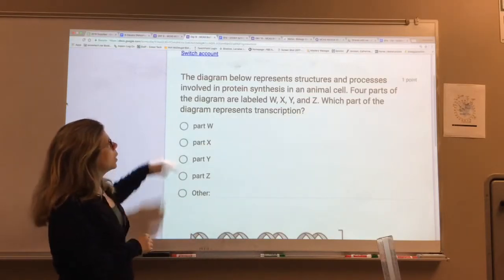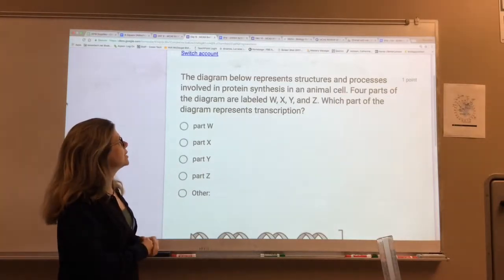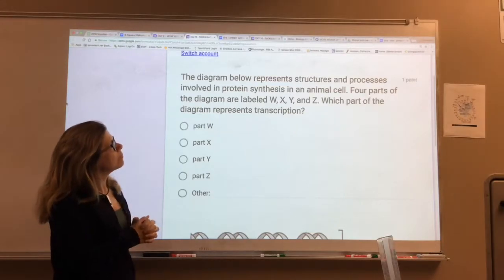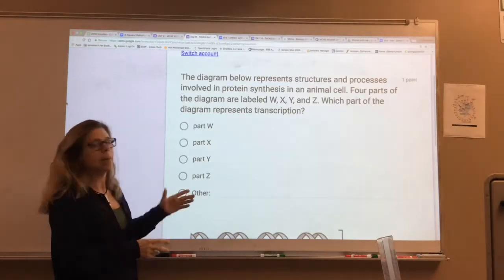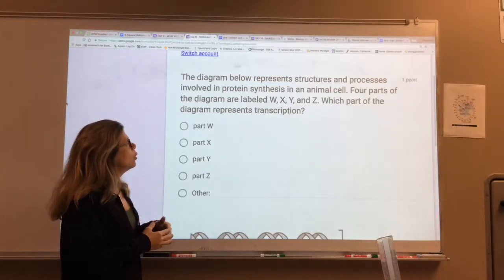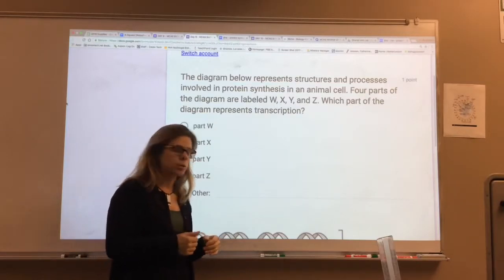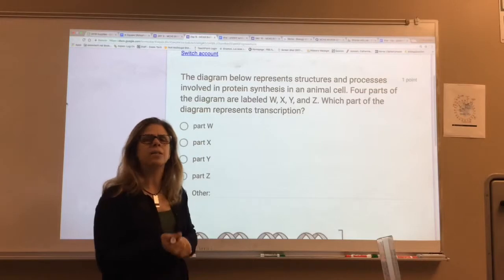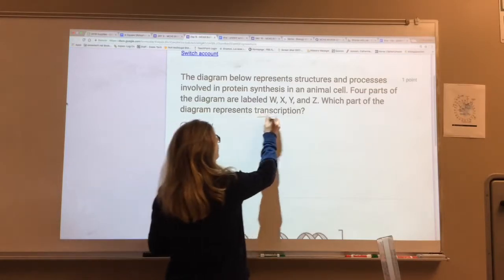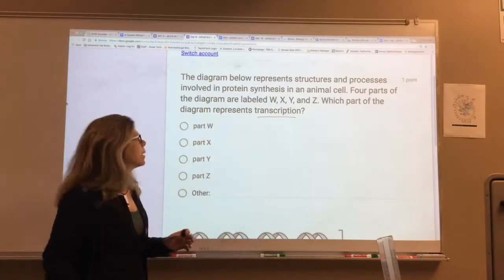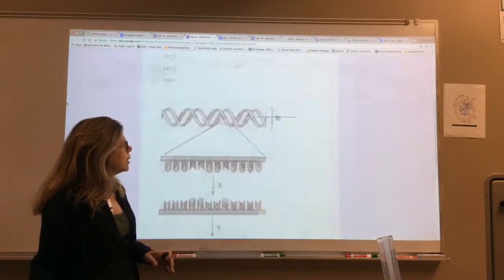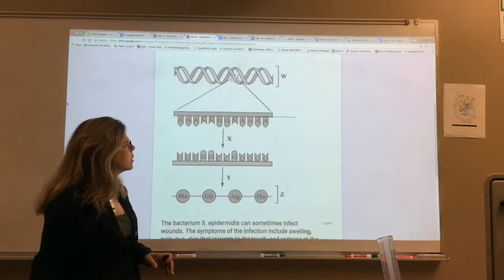All right, the diagram below represents structures and processes involved in protein synthesis in an animal cell. 4 parts of the diagram are labeled W, X, Y, and Z. Which part of the diagram represents transcription? So there's going to be diagrams on it. I suggest taking time with the diagrams, really try to figure out what they're saying, try to do some labeling. So they want us to tell what section is transcription. I'm going to make this a little tinier so you can see everything.